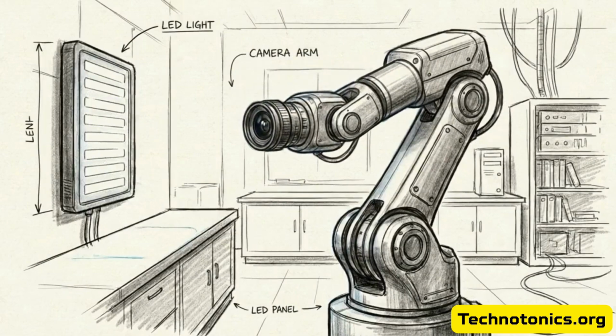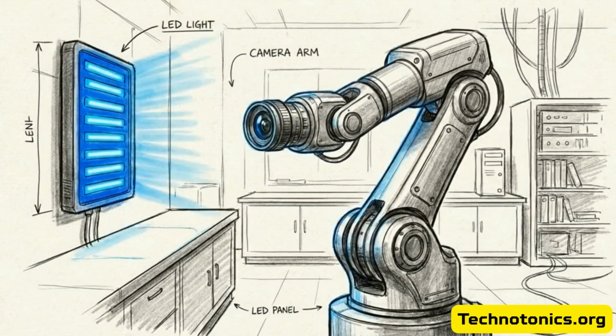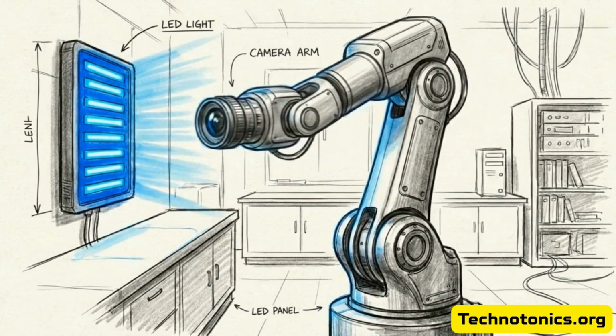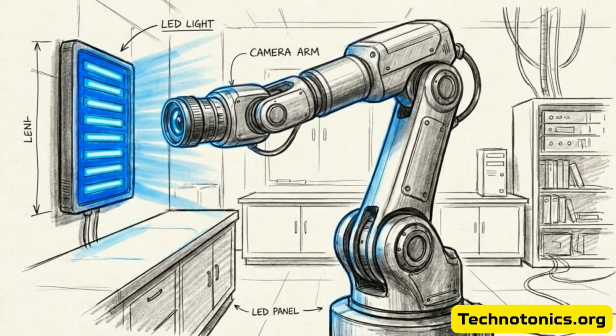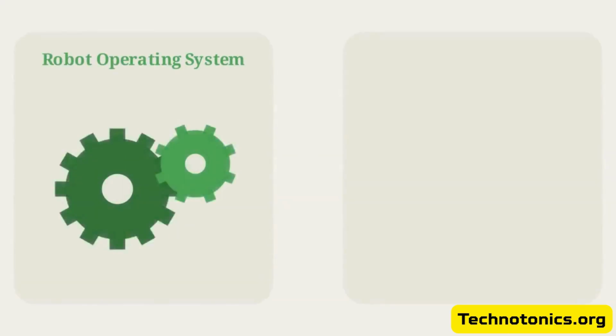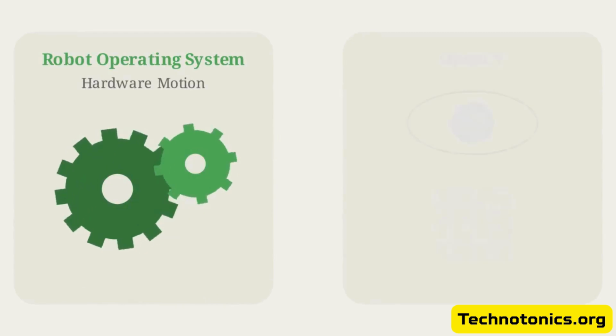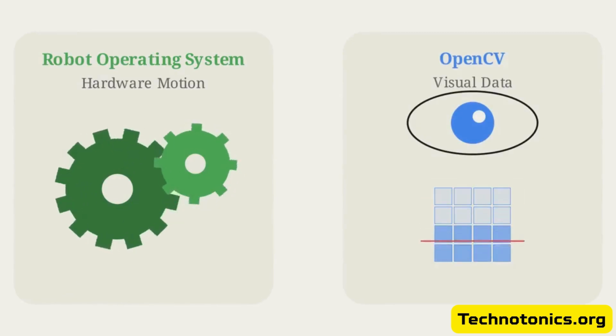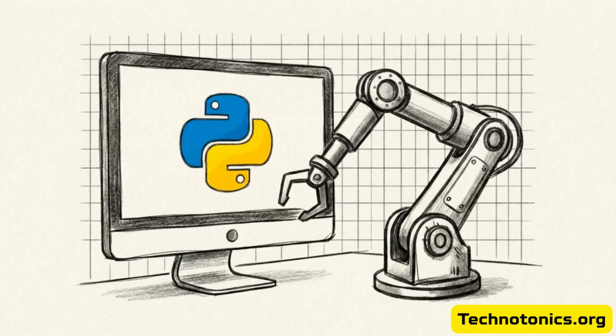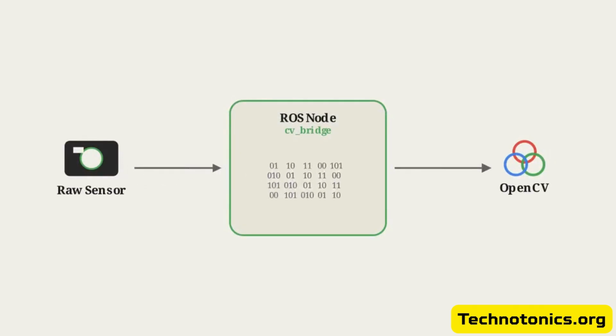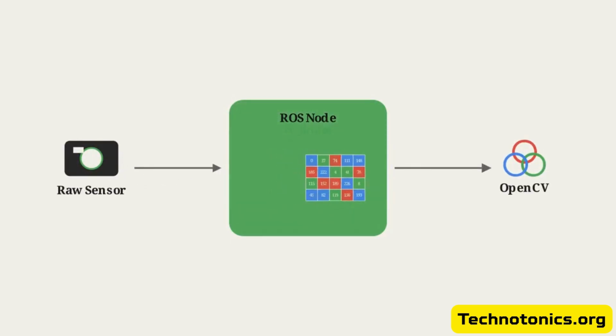Look at how this mechanical arm reacts to the visual stimulus. That precise movement is the result of linking two distinct frameworks: the Robot Operating System handling the hardware motion, and OpenCV processing the visual data in real time. By the end of this video, we will build a Python-based ROS node from scratch. This node will capture raw camera data and translate it into a format OpenCV can actually read and manipulate.